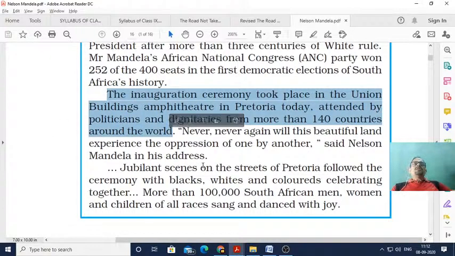So this inauguration ceremony was attended by dignitaries from more than 140 countries around the world. You can imagine to what extent the inauguration ceremony was considered to be grand. It was a very large scale, grand and glamorous celebration. Dignitaries from more than 140 countries came to South Africa to celebrate the victory of the black people over the white and the establishment of democracy for the first time after 300 years of white rule. Then let's read out.